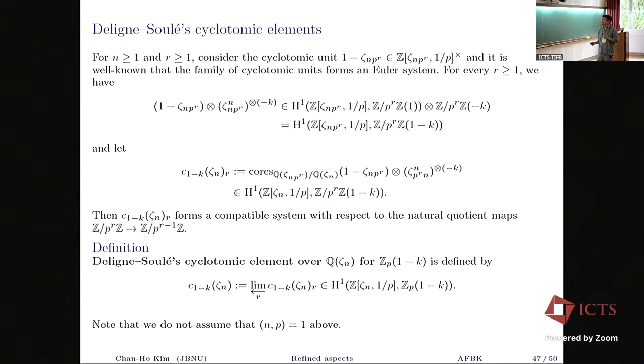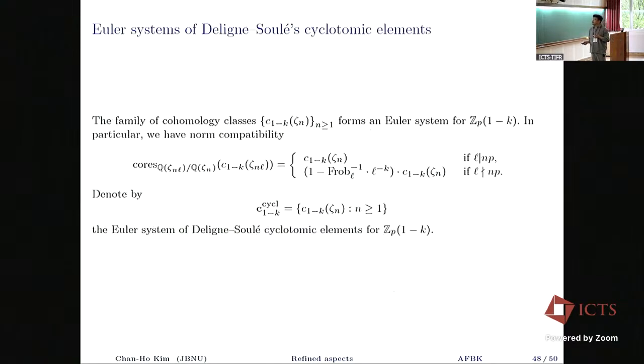So c_{1,k}(zeta_n) lies in this étale cohomology with the torsion coefficient with a twist by 1 minus k. k is always even, and bigger than 2. So we have this actual cyclotomic element in the characteristic 0 coefficient. And it forms an Euler system, it is well known. So this is an Euler factor. And this forms an Euler system of Deligne-Soulé cyclotomic elements.